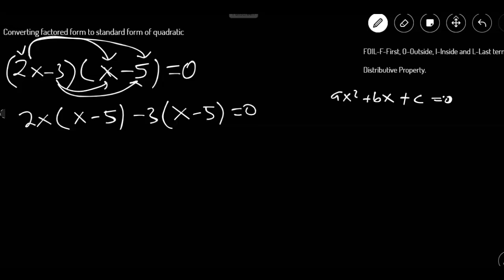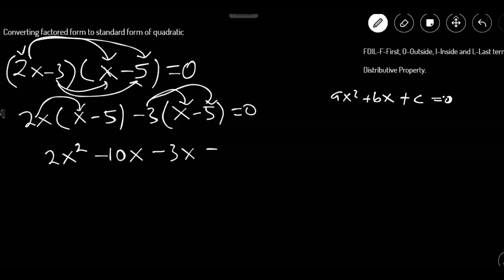Here we multiply 2x times x gives us 2x squared, and 2x times negative 5 gives us negative 10x, and negative 3 times x gives us negative 3x, and then negative 3 times negative 5 gives us positive 15 equals to 0. If you have trouble with negative times negative giving us positive, then you have to watch one of my videos.